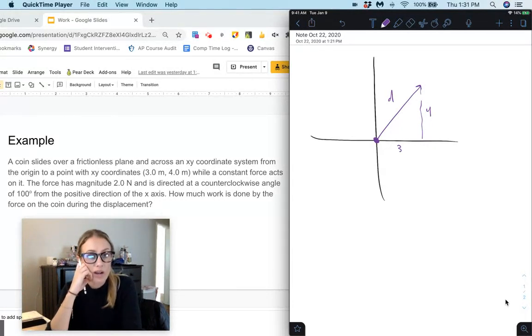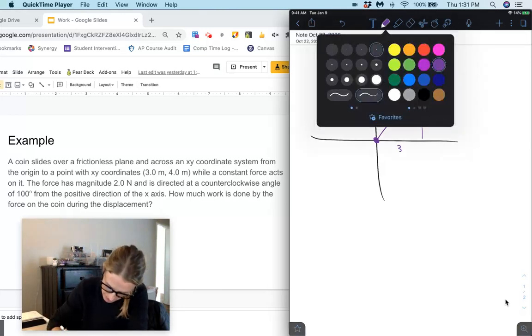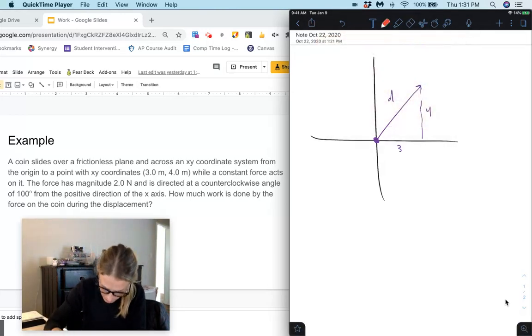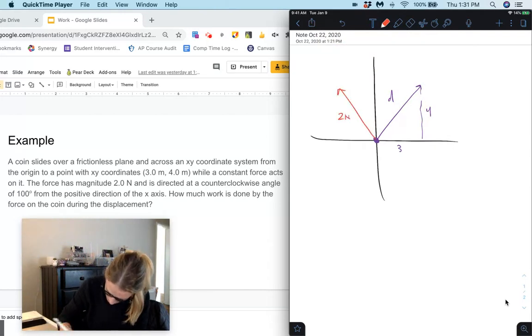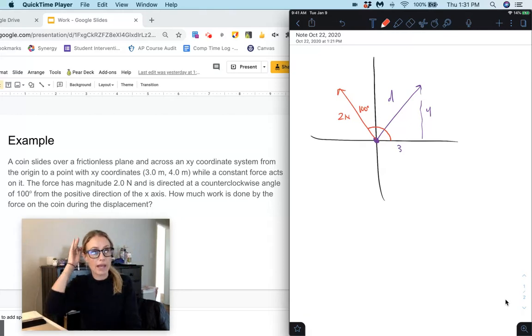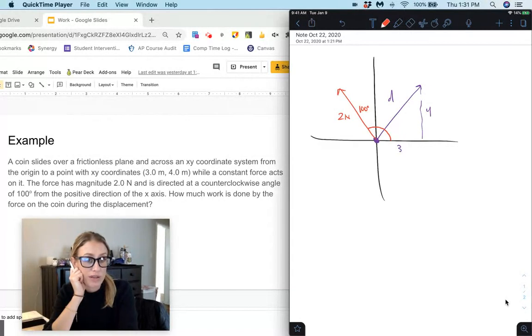And then a constant force acts on it, and the force has a magnitude of 2 newtons and is directed at a counterclockwise angle of 100 degrees from the positive direction of the x-axis. So if I draw my force, let's draw it in red, and this is 2 newtons. And then we know that this whole angle right here is that 100 degrees. Okay. And then it says how much work is done by the force on the coin during the displacement.